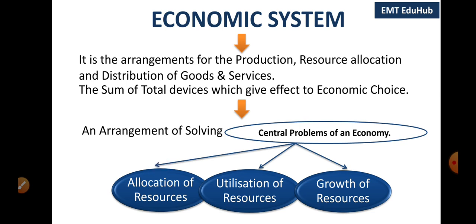We all know that resources are limited. Now, the choice of goods and services to be produced in an economy is a big problem. Economic system plays a very important role by allocating the limited resources in such a way that it satisfies the unlimited wants by optimum utilization of the available resources.